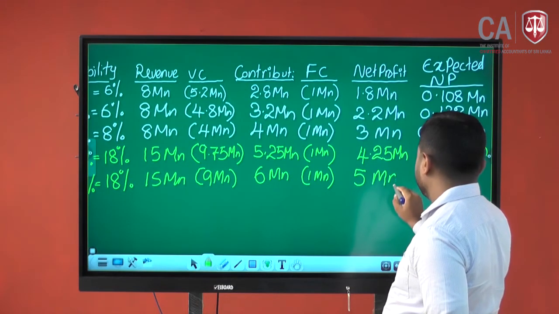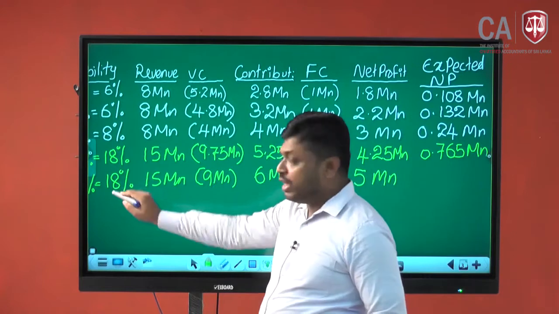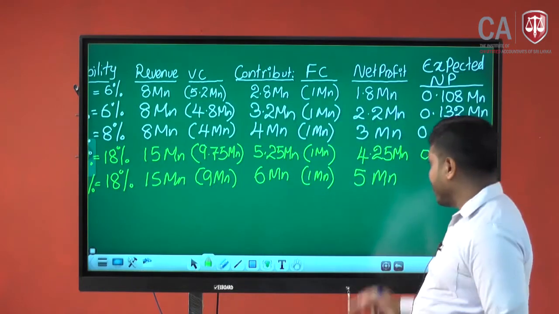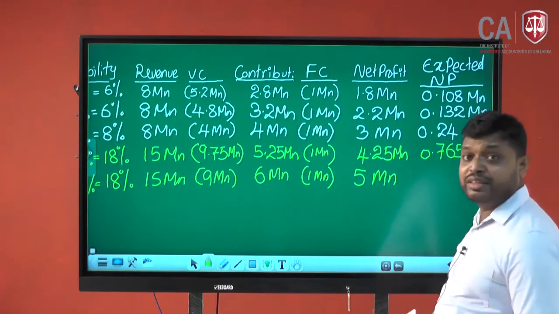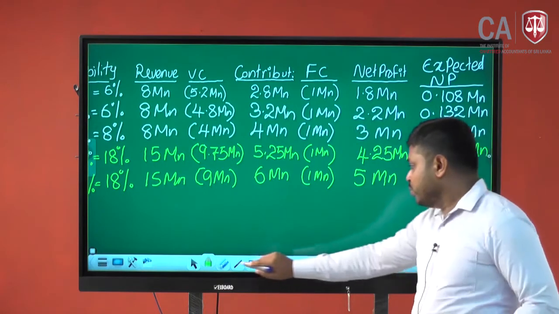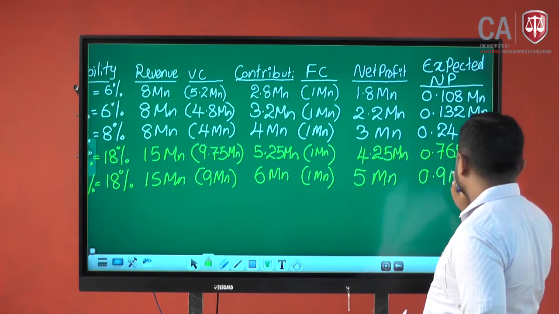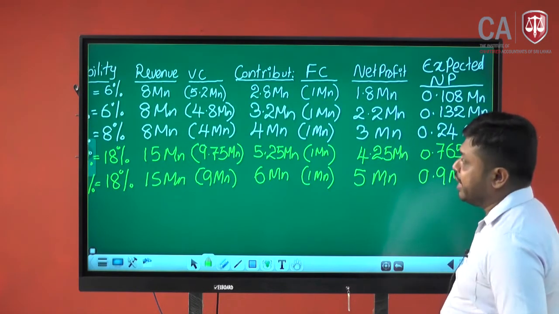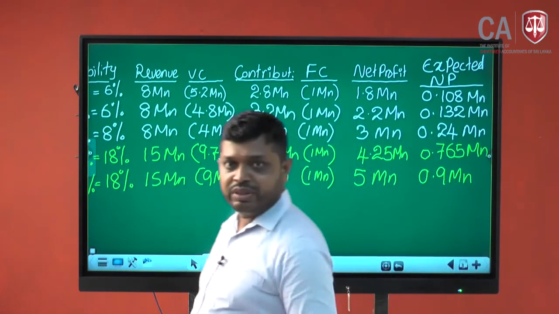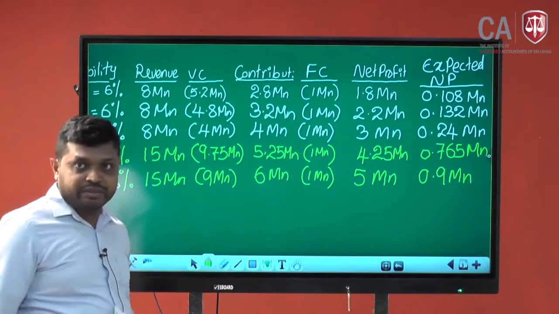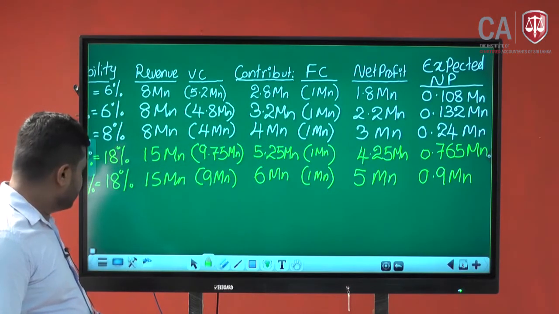5 million into 18%, it is 900,000, that means 0.9 million. Right. 0.9 million. Hope you have understood. Okay.